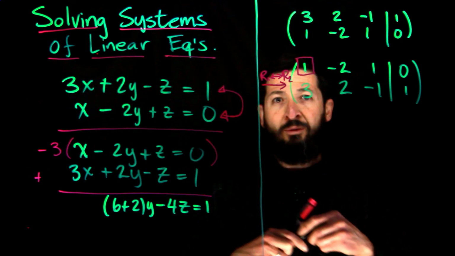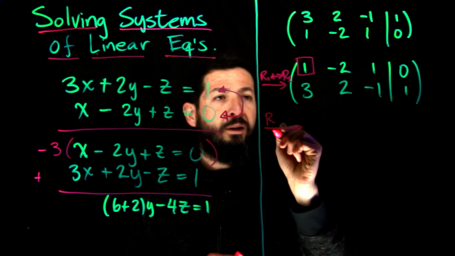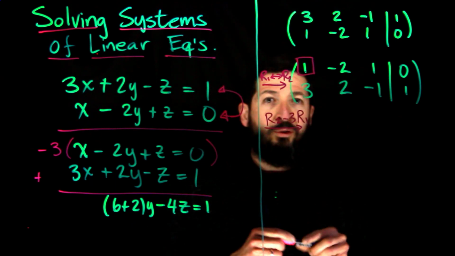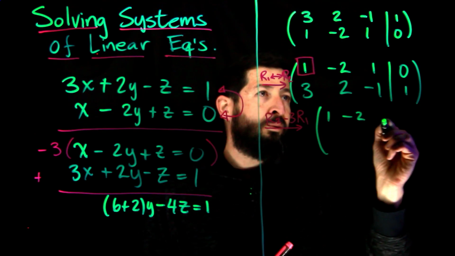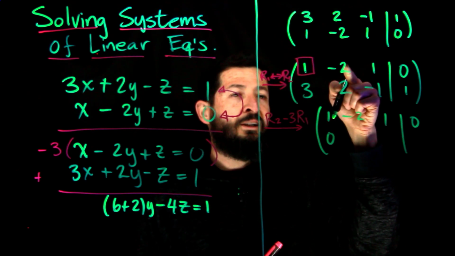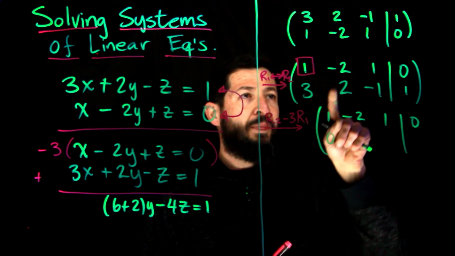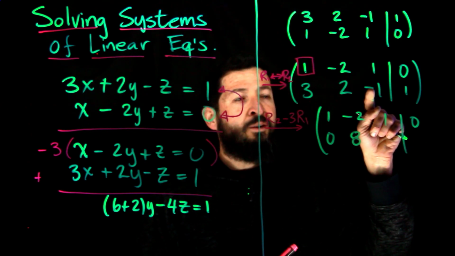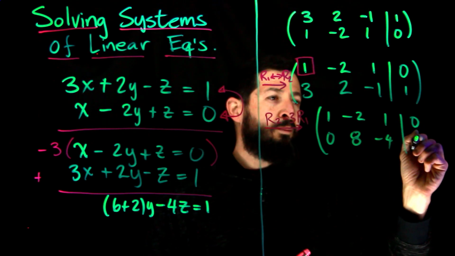So in the matrix, this would be translated into saying row 2 minus 3 row 1. And when you do that, what that turns into is, well, you copy your first row, and then you do 3 minus 1, 0, 2 minus negative 6, because it would be negative 3 times negative 2. So it's going to be 2 plus 6, which is 8. And then you have negative 1 minus 3 times 1, negative 1 minus 3, negative 4. And then 1 minus 0, 1.